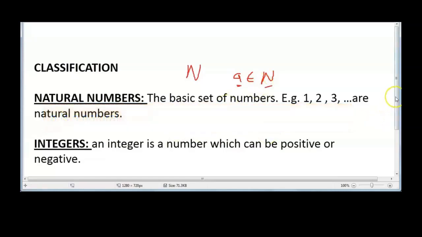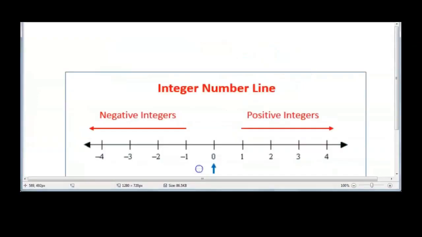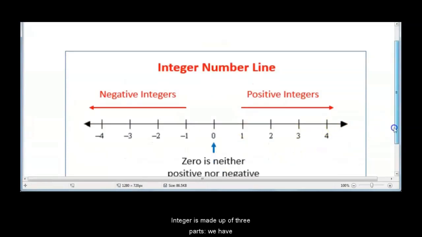We also have integers. As opposed to natural numbers, which are positive, an integer is a number which can be positive or negative. On a number line, they extend infinitely in both directions. Integers are denoted by Z. So this is a number line. Hence, the set of all integers consists of 3 parts.